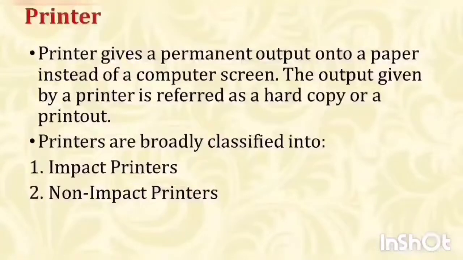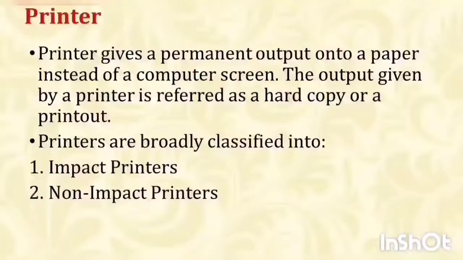The next example of output devices is printer. A printer gives a permanent output onto a paper instead of a computer screen. The output given by a printer is referred to as a hard copy or a printout. So something which is printed on paper using a printer is called a hard copy, and something which we see within our system is called a soft copy.